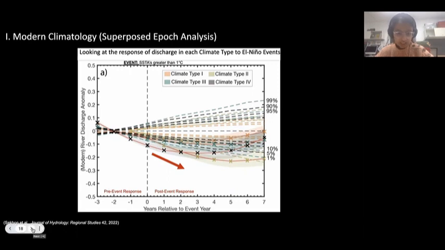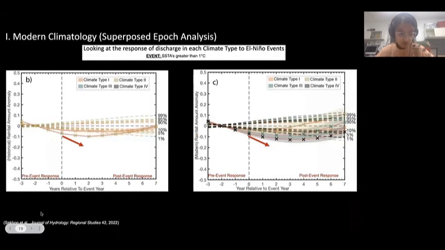We repeated the exact same statistical analysis on the rainfall data. For rainfall, we had a lot more historical data as well, so we were able to do SEA both on the historical data set as well as the modern rainfall data set. Similarly, what you're looking at over here is a post-event decrease in the rainfall amount for all the 4 climate types, which was super interesting and something that maybe we were not really expecting.